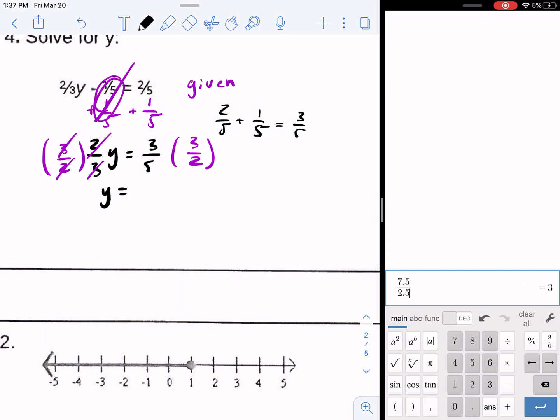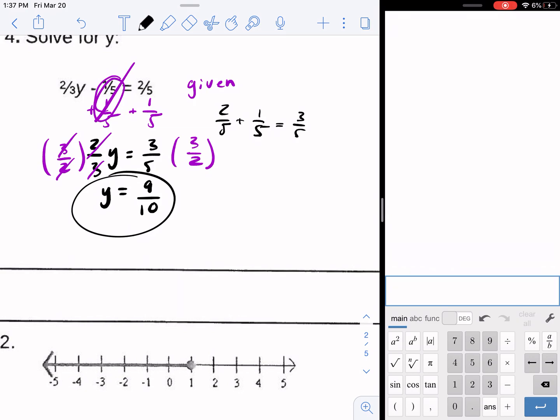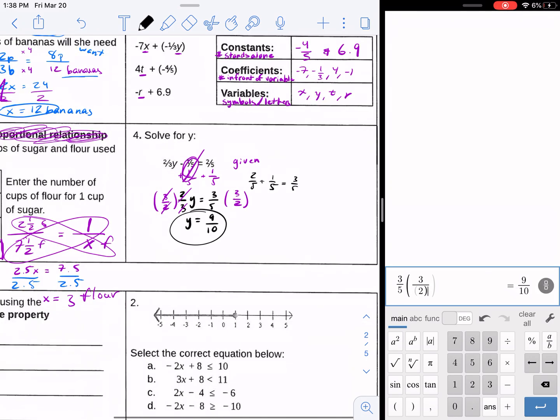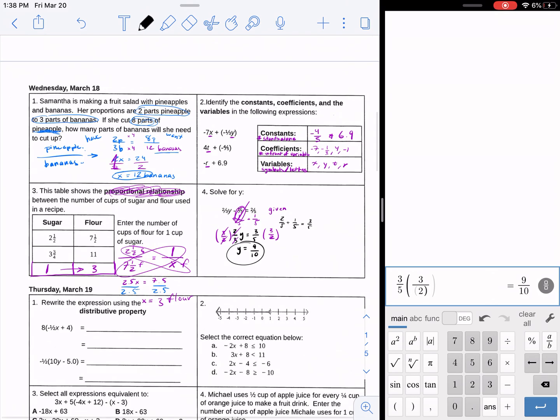Whatever way you know how to, guys. If you want to multiply straight across, which in this case you're going to have to, because you can't make any ones. Well, 3 times 3 is 9. 5 times 2 is 10. So we get y equals 9/10. You can double check too. 3/5 multiplied by 3/2. And 9/10, 0.9. All right, guys, that was a Wednesday, March 18th.